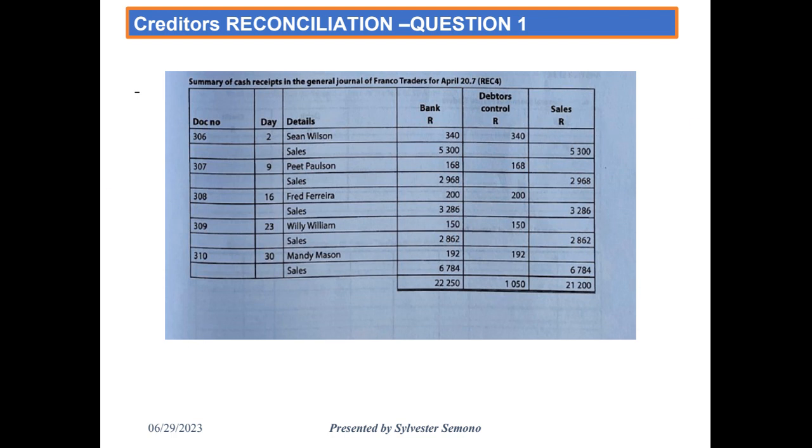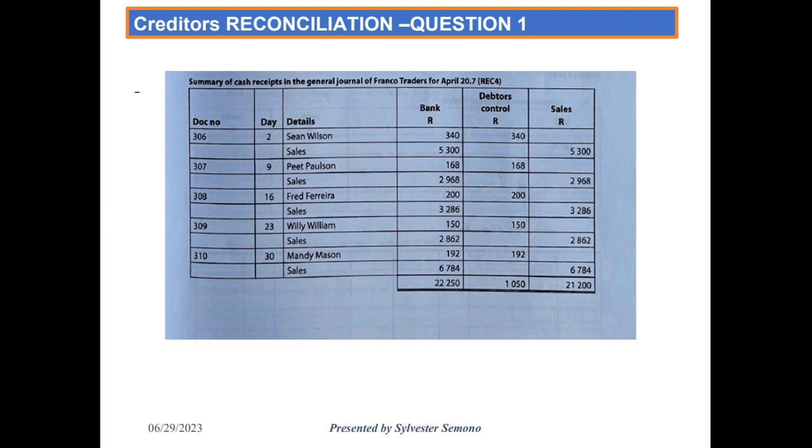Okay, let's go to the one on the 9th. We've got 168 plus 2,968. If we add them together, how much do we get? Let me just add them. I get 3,136. Is it there, has it appeared on the bank statement? Yes, tick both.